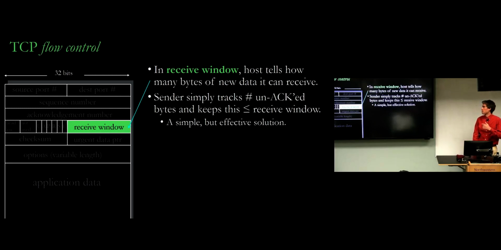But I don't remember exactly. This is 16 bits, right? So I think there's a multiple that's applied to this, because it definitely can be more than 64 kilobytes, and that multiple is either a constant that is agreed upon ahead of time or it's stored in the options. I don't remember exactly.